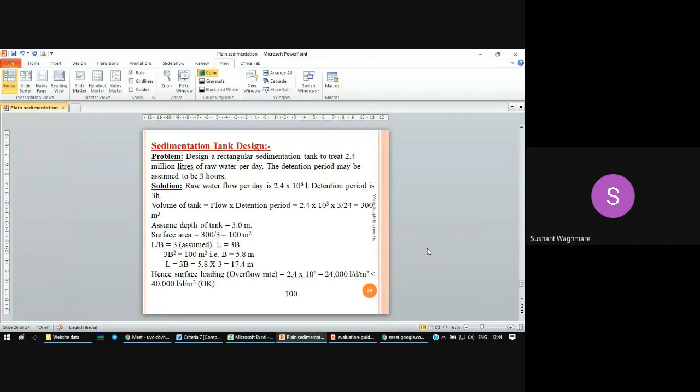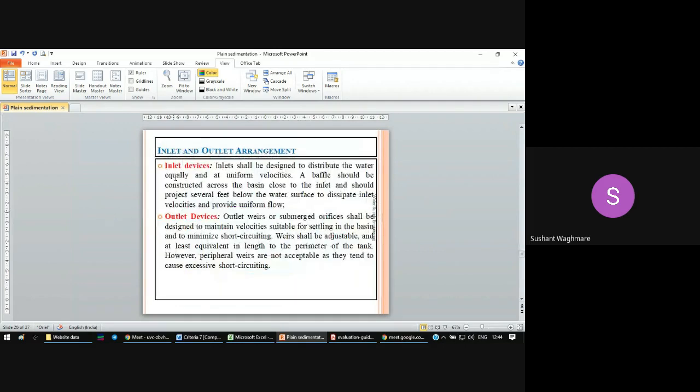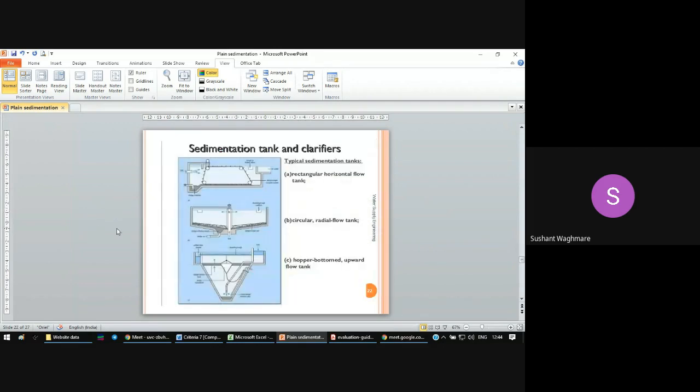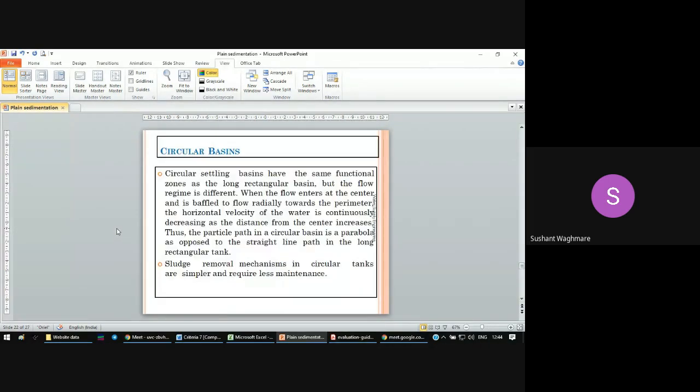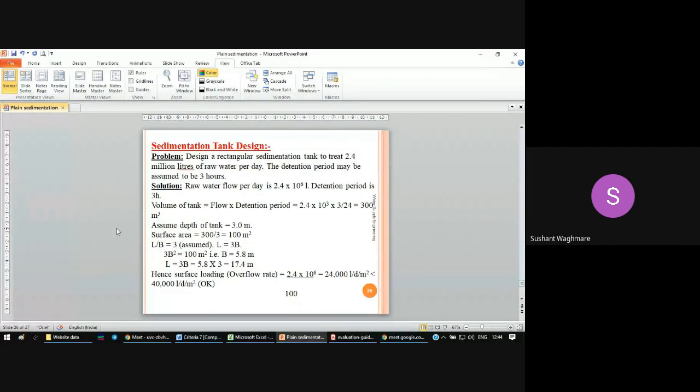Okay, is that fine? Yes, sir. Okay, so solve this as a part of homework, and we'll discuss these values in the next lecture. And in the next lecture, we'll be talking about the different devices and the different other types of sedimentation tanks. So that part we're going to discuss in the next lecture. Okay.